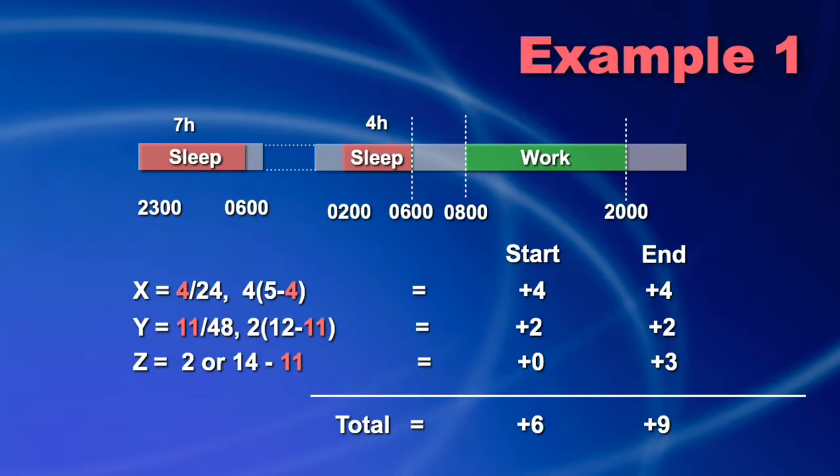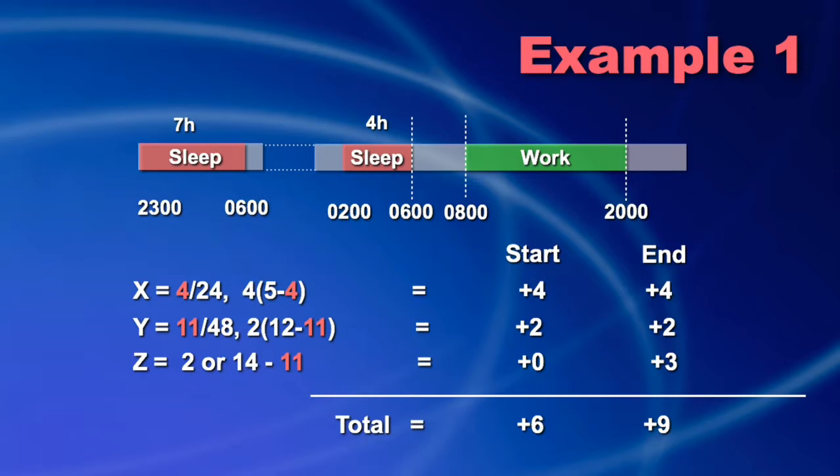If we look at the first example on the graphic in the top of the screen, you'll see that we have an individual here working a 12-hour shift, starting at 8 o'clock in the morning and working through till 8 o'clock in the evening. They slept for 4 hours between 0200 and 0600 that morning preceding it, and then prior to that they slept between 11 o'clock and 6 o'clock in the morning. That is a 7-hour sleep period.